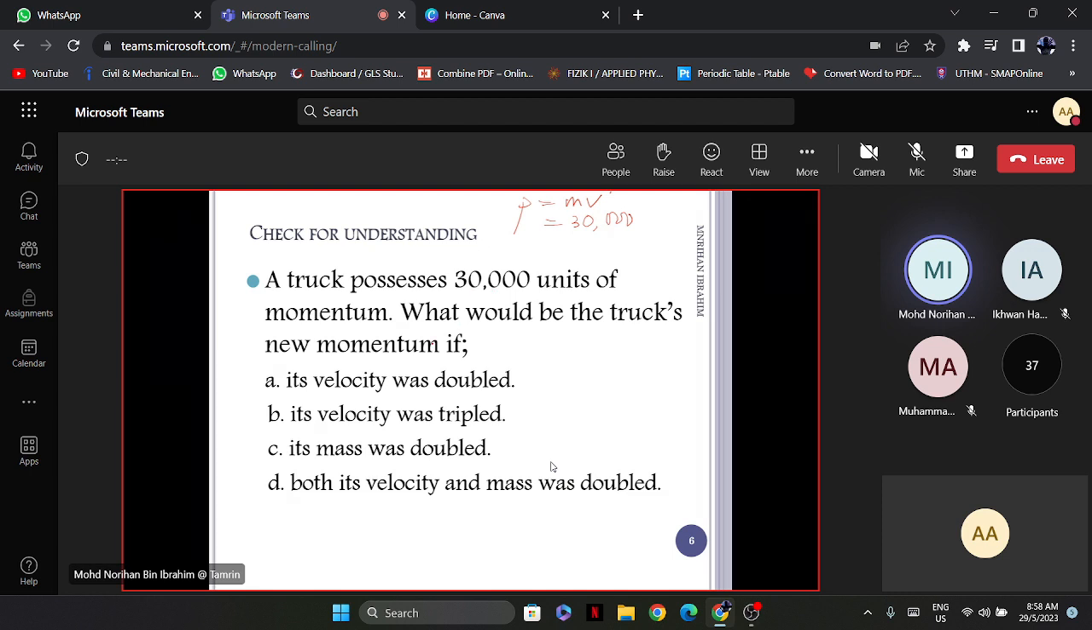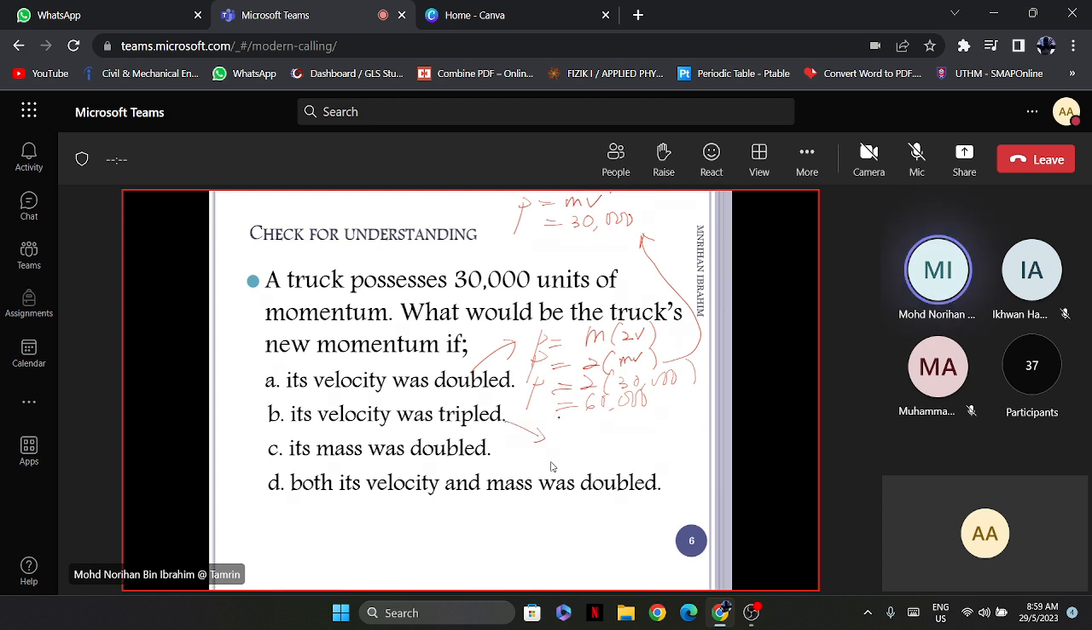So what would be the truck's new momentum if its velocity was doubled? P is equal to mv. If the velocity is doubled, p is equal to m times 2v. The velocity is doubled, right? Times 2 is equal to 2mv. So mv, when mv is equal to 30,000, then we can substitute into this equation 2 times 30,000. So you get 60,000 units of momentum. That's for A.